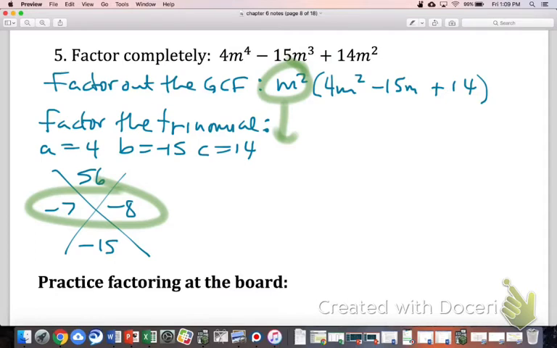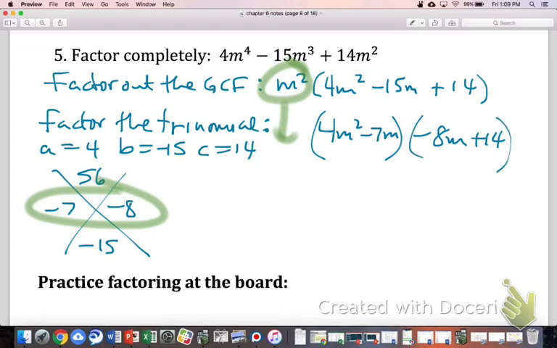Anyways, so when you split the b, you get 4m squared minus 7m minus 8m plus 14. Now that we've split the b, we're going to group it and start the factoring process. So I grouped the first two, I grouped the second two. We want to be super careful about this. What symbol really should be in between those parentheses? Should be a plus sign, yeah. Let's be careful with that. So plus sign goes there.